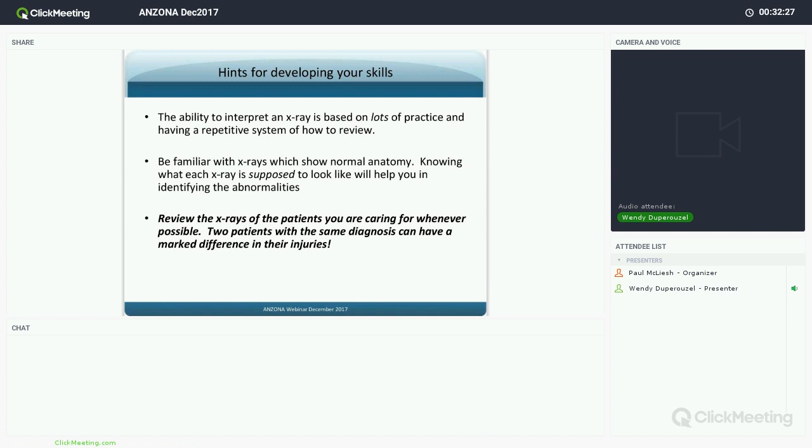And it's having a repetitive system of how to review the X-rays. So if you've got a framework like the framework that I've just described, or you may have come up with a way yourself to be doing that, but it needs to be fairly consistent, that's how you're going to start to develop your skills with it.